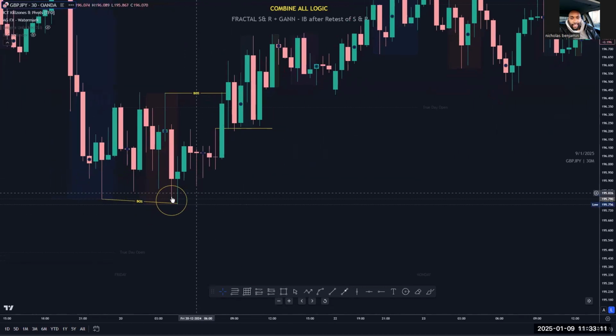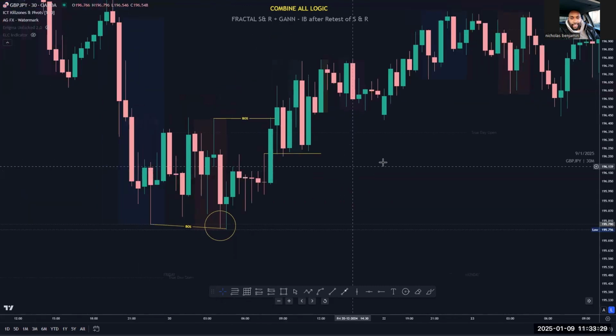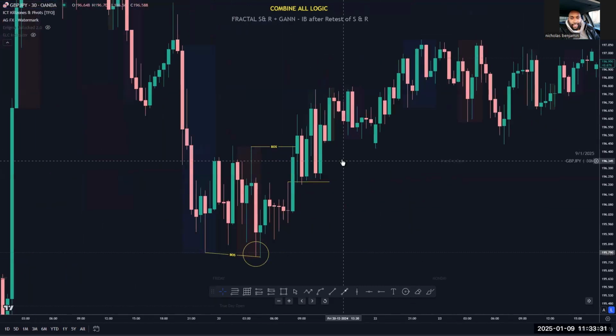So first, we want to identify a potential lower low. We want to confirm that it's a grab of liquidity only when the market breaks above the last bullish candle high before the lower low. Wait for the market to return below it, and then find a fractal support or resistance, or a demand level, and then you enter your trade.